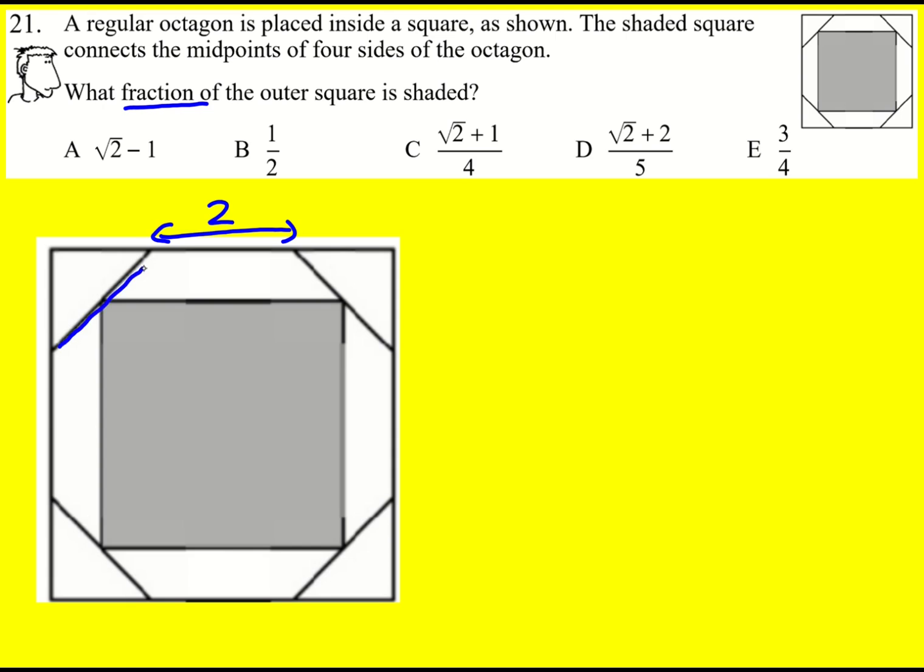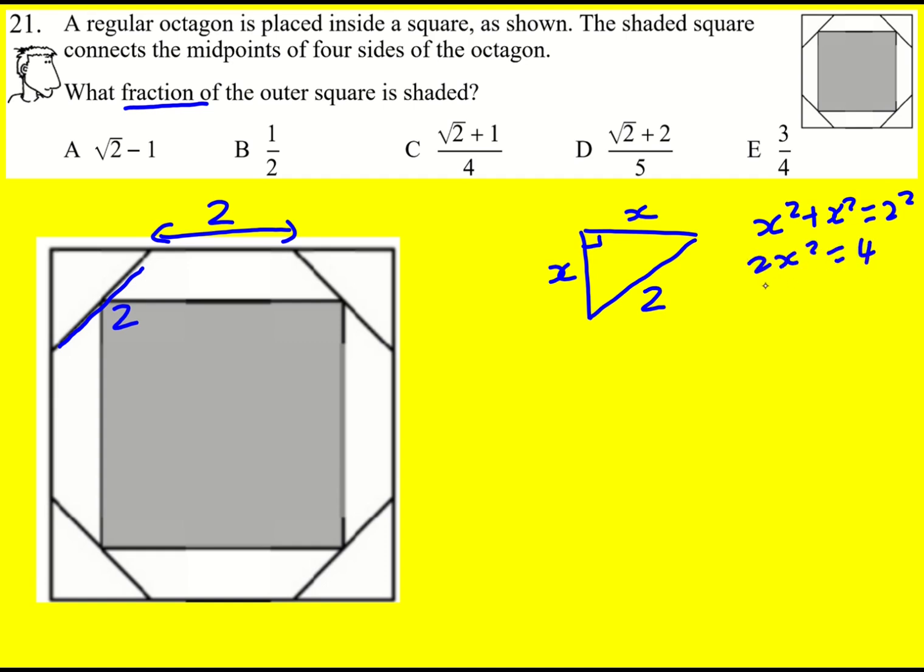What this means is that this length is also 2, and I end up with an isosceles triangle with hypotenuse 2. So this is x and this is x, which means x squared plus x squared, or 2x squared, is going to equal 2 squared, or 4. Actually, let me write that a little bit more slowly. So x squared plus x squared is 2 squared, which means 2x squared is 4. So x squared is 2, and x is root 2.